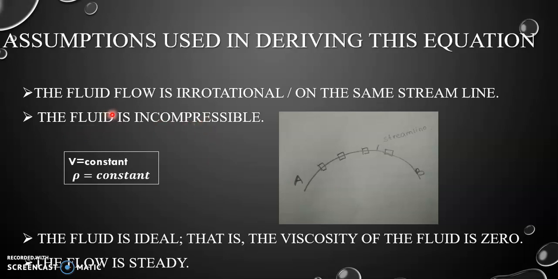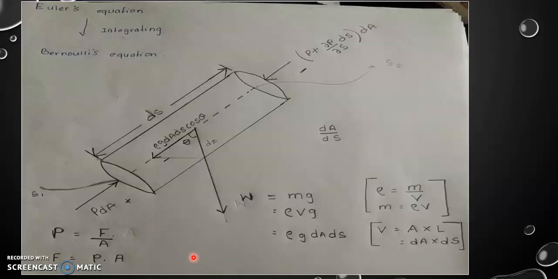The second says the fluid is incompressible. Incompressible means that when we exert pressure on the fluid, its volume doesn't change and remains constant. So when the volume remains constant, its density also remains constant. The third one says that the fluid is ideal, which means that the viscosity of the fluid is 0. And the last one says that the flow is steady, which means that the flow parameters such as velocity, temperature, and pressure remain constant at every point and do not change with respect to time.